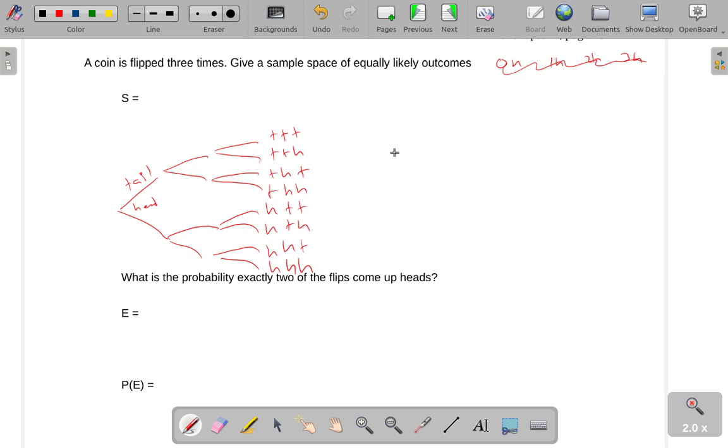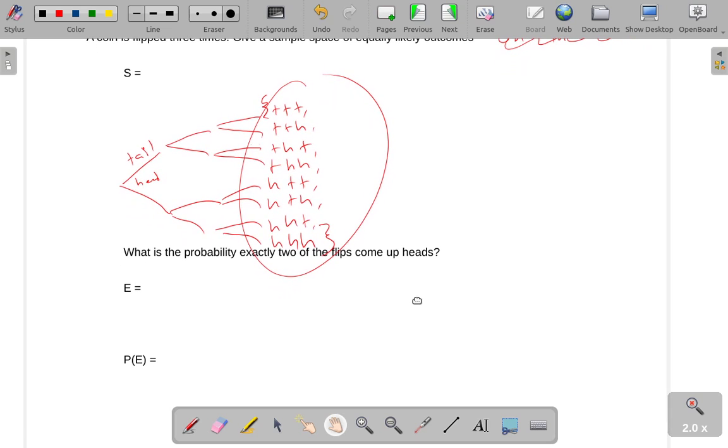Well, you can see we get 8 different equally likely outcomes, and this would be my sample space right here, all of these things. That's my sample space of equally likely outcomes for flipping a coin 3 times.